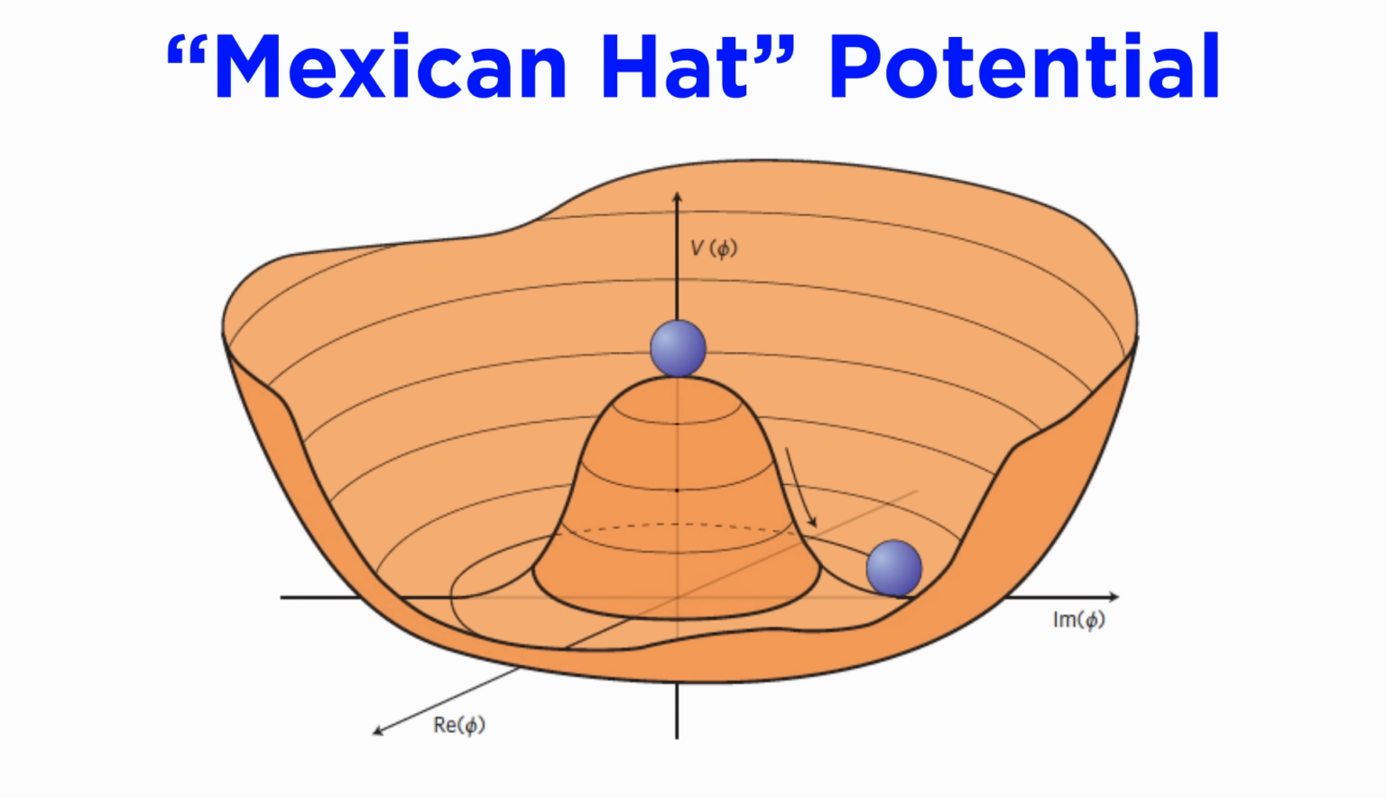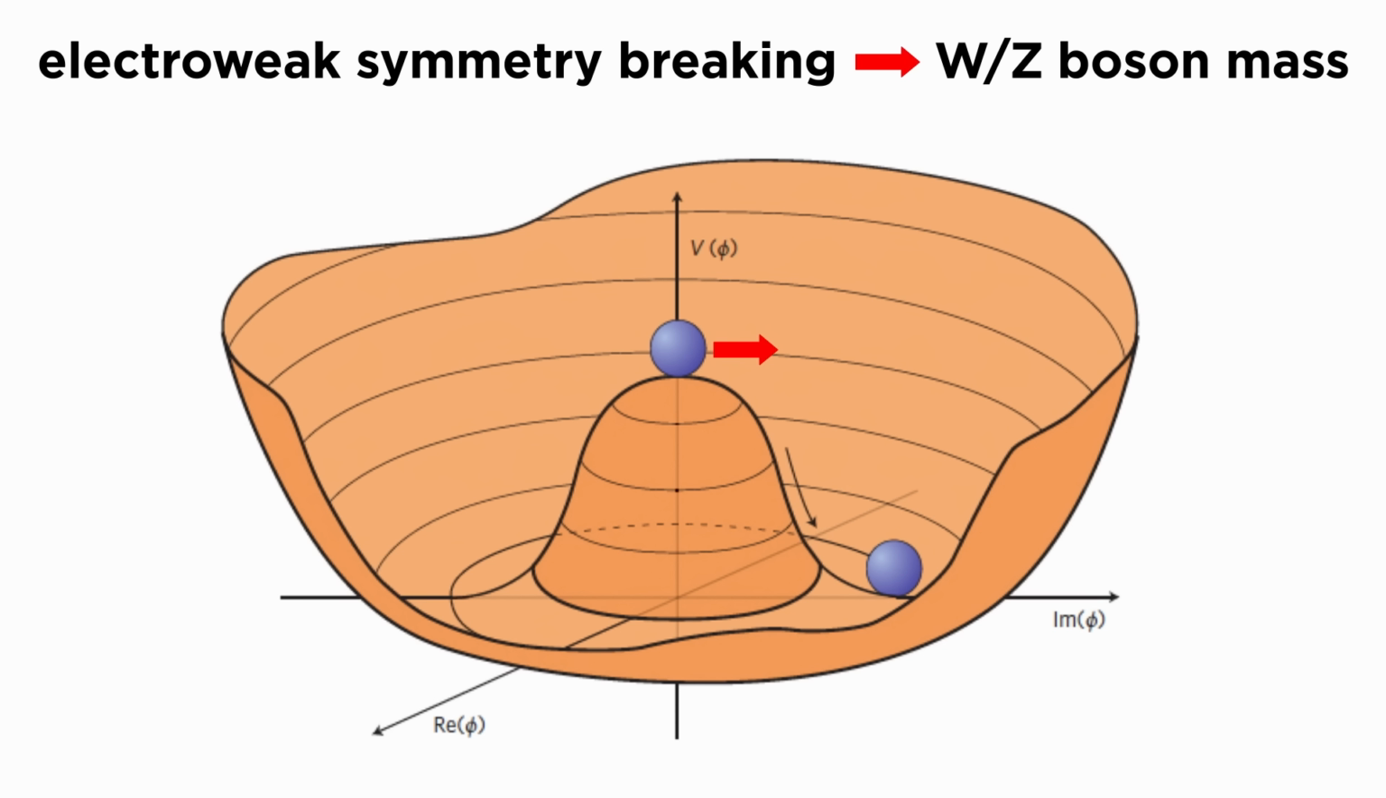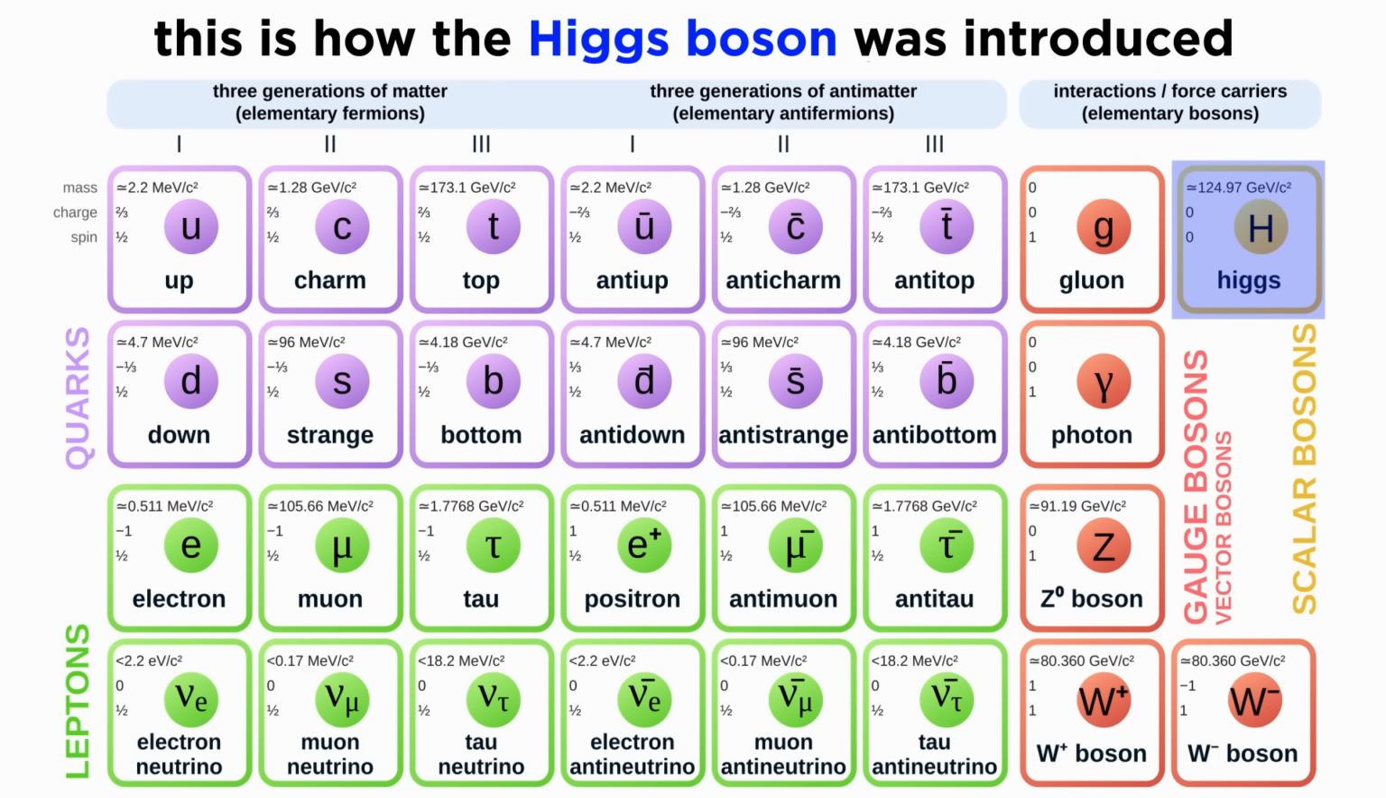The potential famously associated with this Higgs mechanism spontaneous symmetry breaking is often called the Mexican hat potential. It's essentially just a 3D version of the W-shaped potential we saw earlier. This mechanism that occurs during electroweak symmetry breaking explains how the W and Z bosons get their mass, while adding one more boson to the standard model, the Higgs boson.